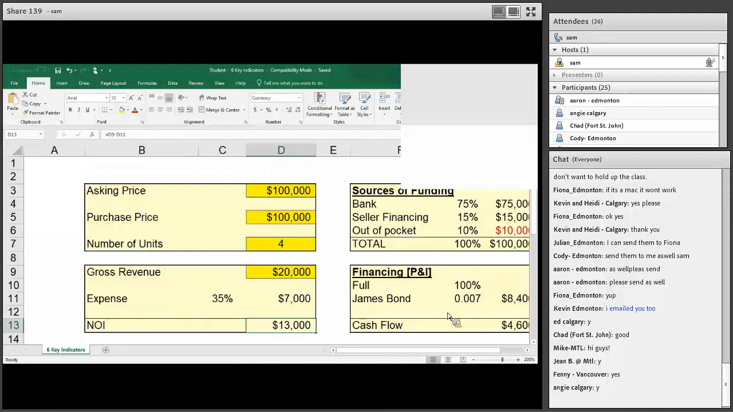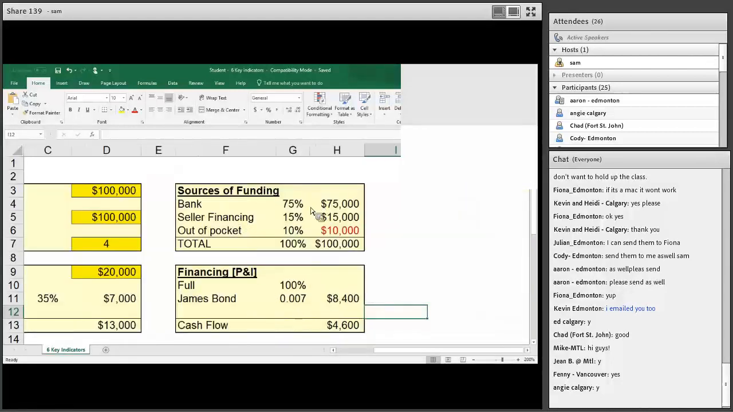Okay. So then, if we go over here, we see financing. We assume the 75% financing, $75,000 because it's a $100,000 property. Seller financing, we're always going to ask for that VTB, 15%. That's going to be $15,000 in this $100,000 property. And out of pocket, 10%, as we know that we like to only put 10% or less in a property.